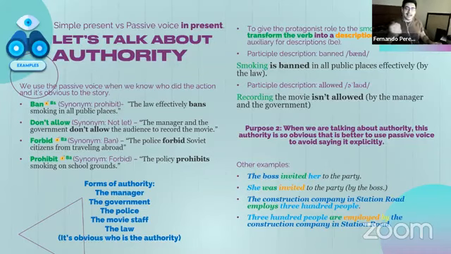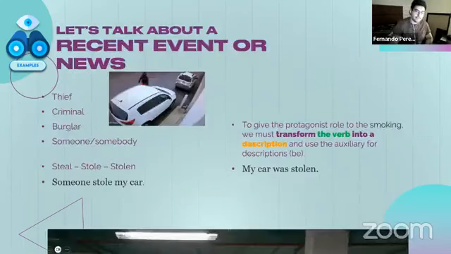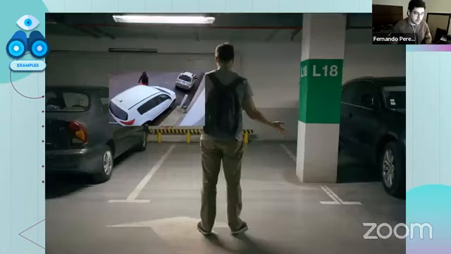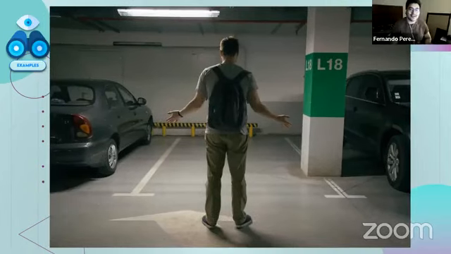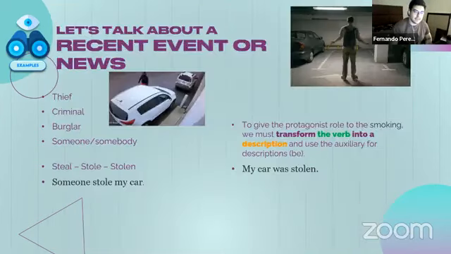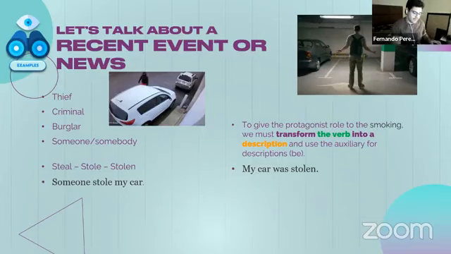I'm going to give you another use of very obvious subjects, especially when we are talking about news. Look at this. Imagine you go through the parking lot and your car is not there. I really hope that doesn't happen to you. I am actually touching wood at this moment. What do you say? In this particular case, my car was stolen.